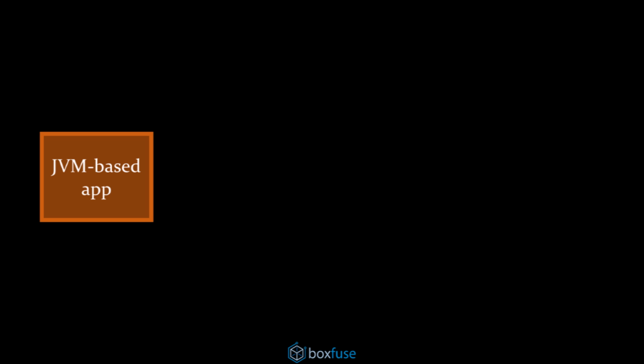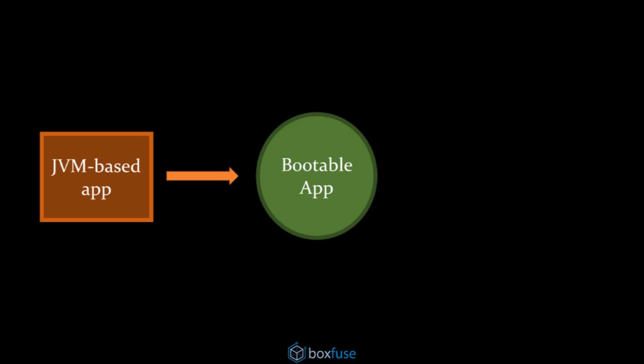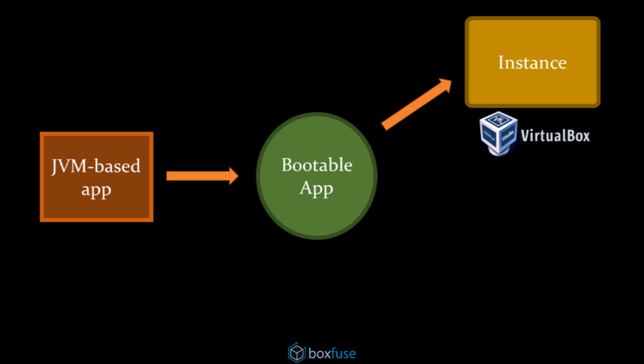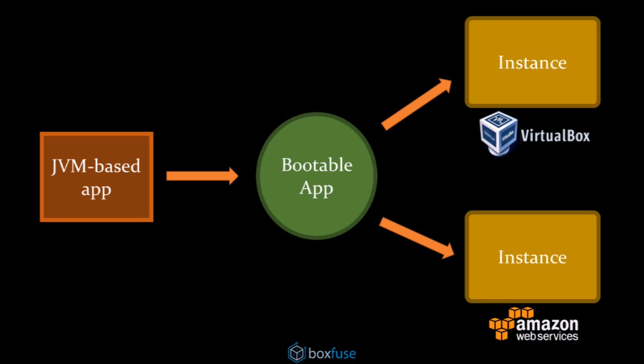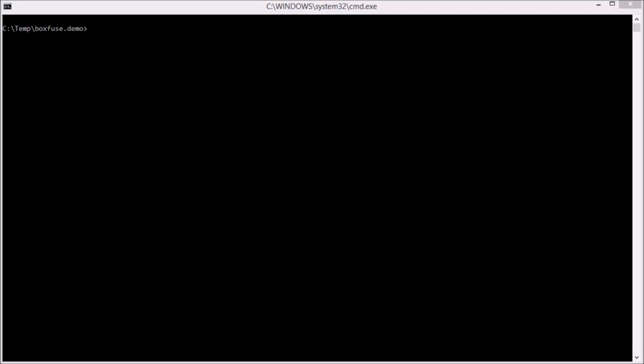For this demo, we've got a WAR file that runs on Tomcat. Executable jars are of course also supported. We'll turn our WAR file into a minimal, portable, immutable, and secure machine image. We call this a bootable app. We'll deploy an instance of this bootable app locally on VirtualBox. We'll then turn this exact same bootable app into an AWS AMI and launch it on EC2.